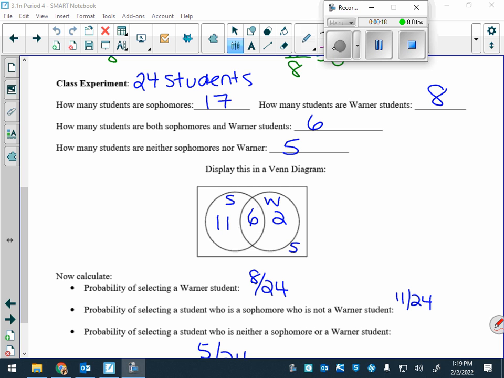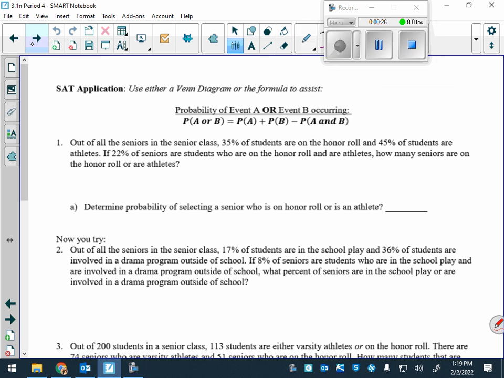What goes along with a Venn diagram is something called, turn to the next page where you see SAT applications, this formula. You could do this either using your Venn diagram or using the formula. Sometimes people say, I don't even want to bother with a Venn diagram, it takes too long, I'd rather just use this. So this is an option. This is called the addition rule, in formal terms.